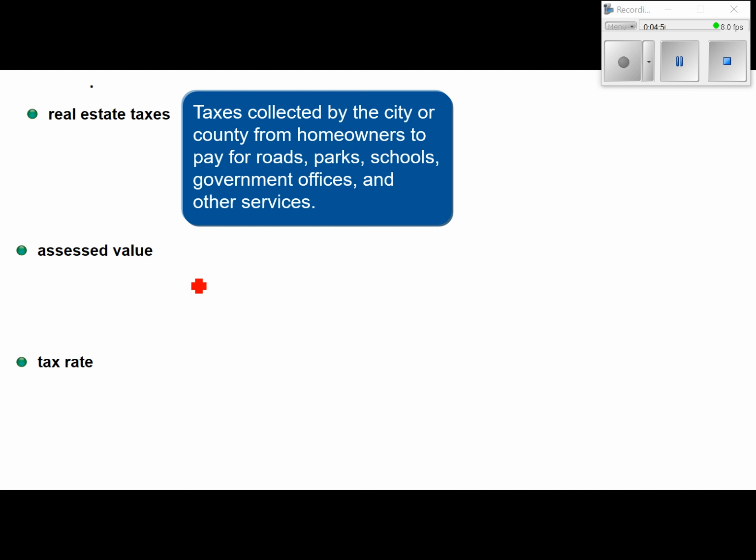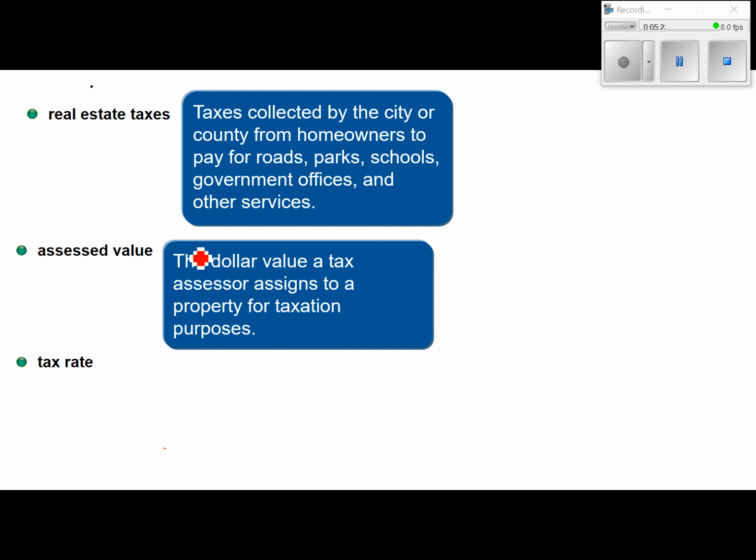You'll have real estate taxes, and this is something you've got to watch, because a lot of times they come out and figure out a value of your house, and a lot of people don't even know what it is, they just know that they have to pay the real estate taxes. So you've got to keep an eye on it. The assessed value is the dollar value a tax assessor assigns to a property for taxation purposes.